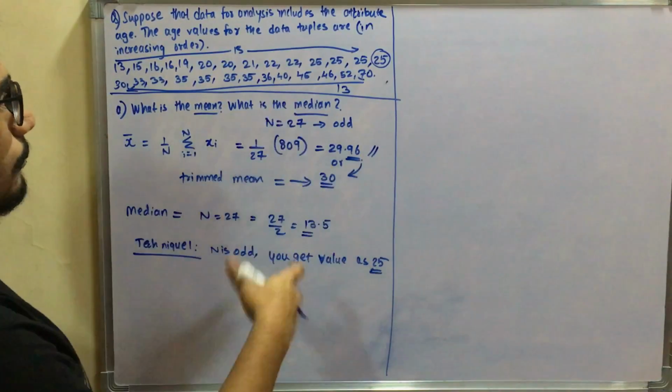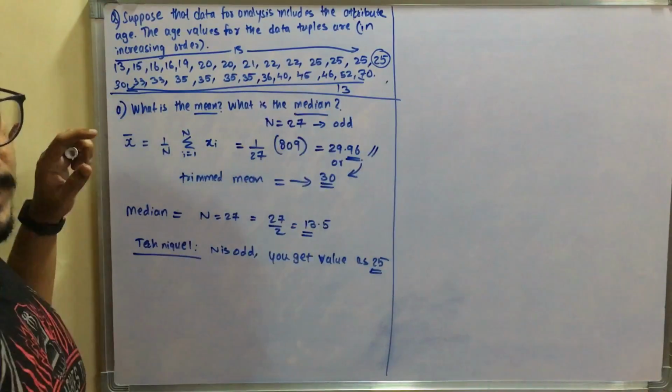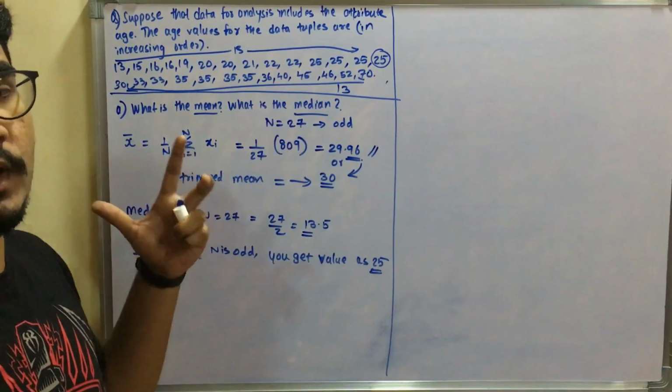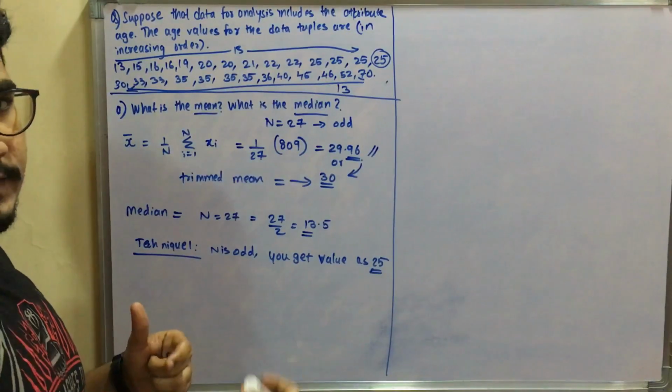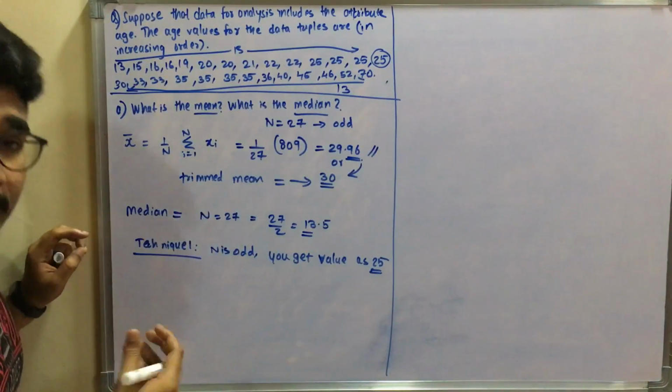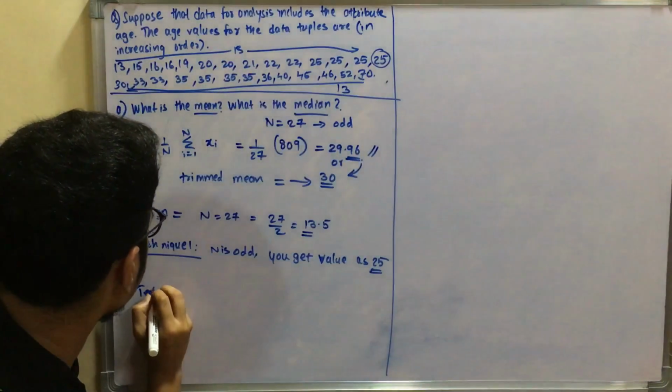Now this is one technique. If you go with this technique and the data set is large, for example if tomorrow 50 or 100 values are given, then this would be a tedious job to work with. So an alternative to this is technique 2.